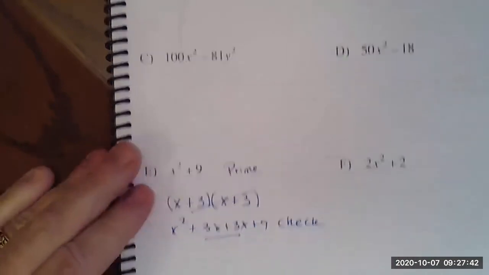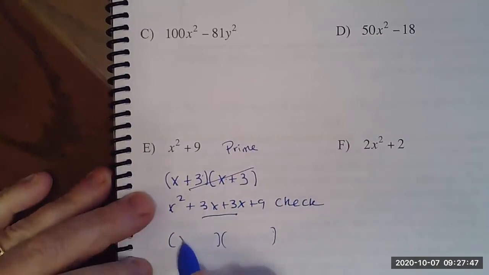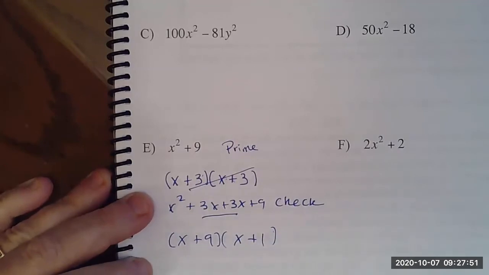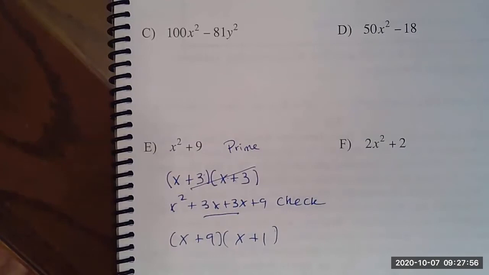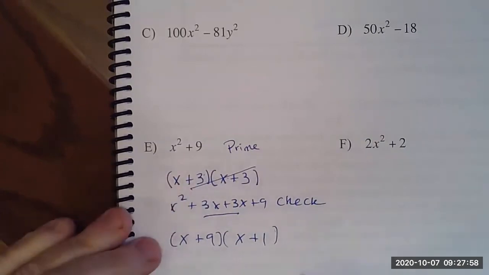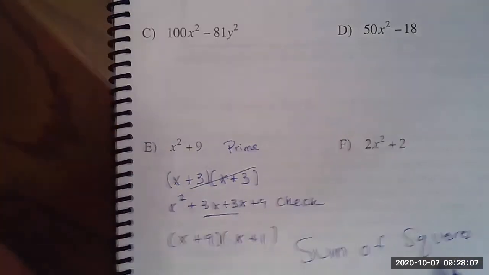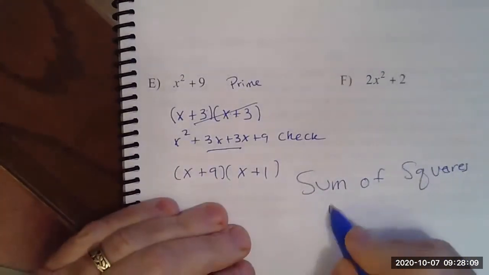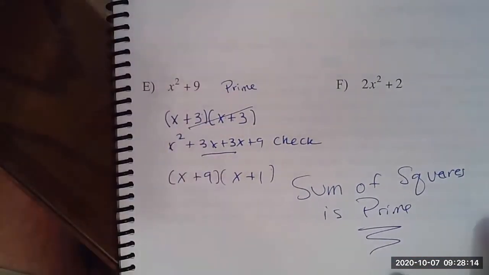But Jeff, you didn't come up with all the different arrangements. Okay, fine. Then try x plus 9 and x plus 1. It's not going to work. You're missing the middle term. It's not a trinomial. So sum of squares is prime. Sum of squares is prime.